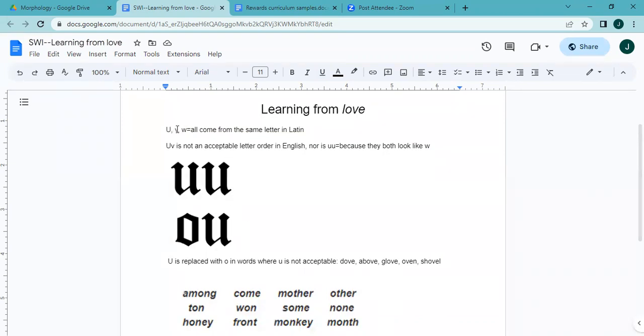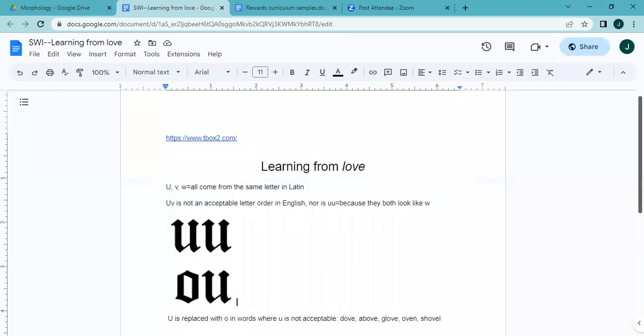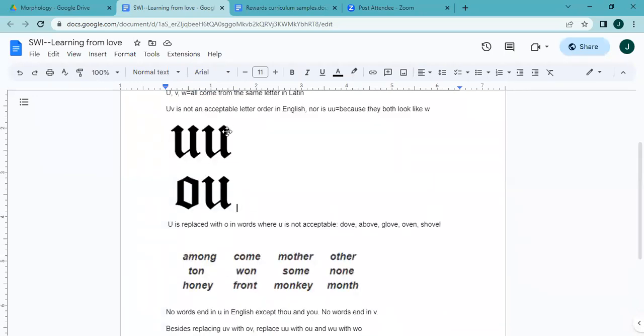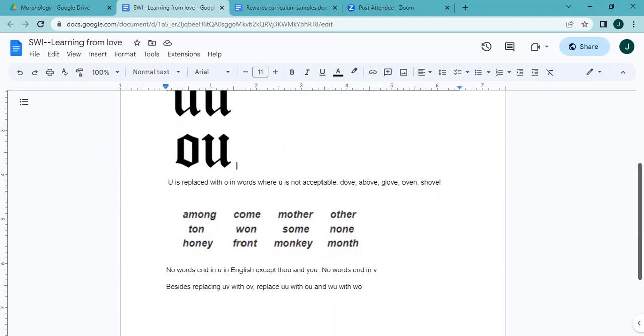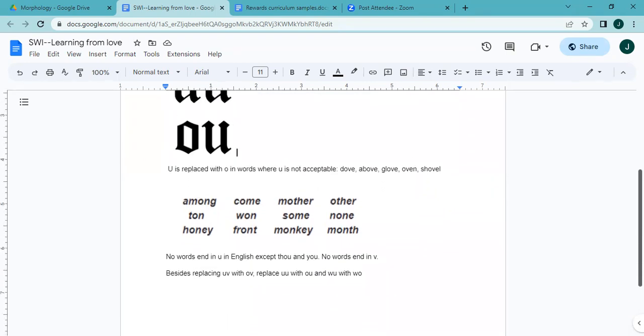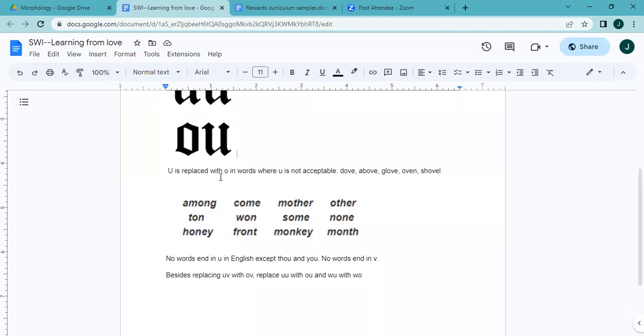cabinet. And so we talked about that U, V, and W all come from the same letter in Latin. Again, this is from this website up here. And that UV is not an acceptable letter order in English, nor is UU, because they look like W when they first started doing the typeface. So then you replace U with O in words where U is not acceptable. And there's some examples there.